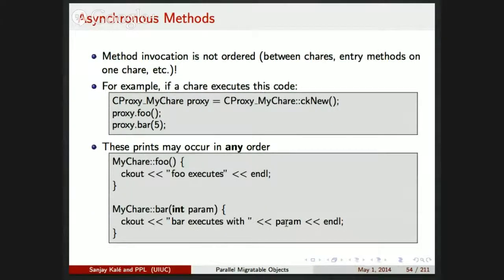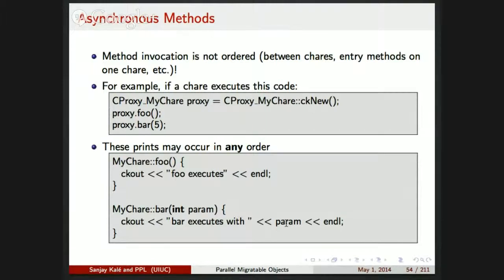One of the tricky things with asynchrony, especially when you're used to something in a more synchronous parallel system, is that method invocation is not ordered. So in this case, calling foo and then bar, there is no guarantee that foo will execute before bar. When the messages arrive, they're executed. So if the bar message arrives first, we'll see bar executes and then the foo message, or we may see the foo message first and then the bar message. So that's something you have to be aware of.